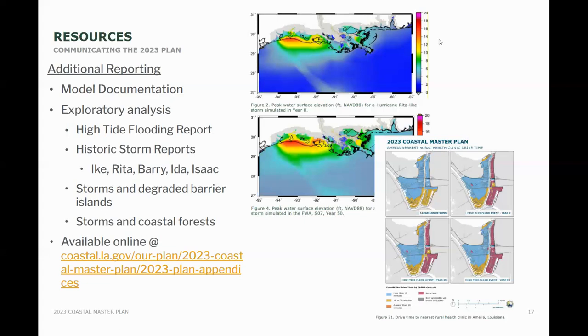What we looked at, we took 5 historic storms: Ike, Rita, Barry, Ida, and Isaac. And we said, okay, this storm has historically occurred. It's something that people lived through. They can relate to what their impacts from that storm were. And so we take that same storm, or a statistically equivalent storm, and we say, what would happen if that same storm occurred on the year 50 landscape?